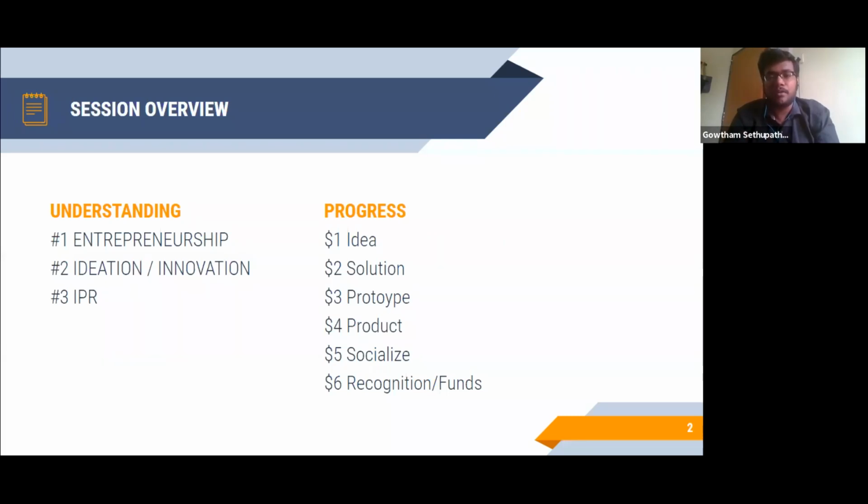In the second part, we will see how to progress. Right from the start, how to generate an idea and how to find a solution, what the problem statement is, and how we are going to find a solution out of it. And if you find a solution, how to make a prototype, and then finally how we are going to build a product, then how to socialize it, and then collect funds, etc. from organizations. So this is what we are going to see in this entire session.